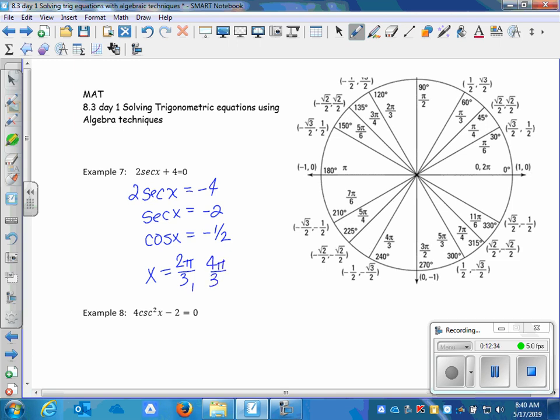So I'll go up here and circle those as well. So I've got 2 pi over 3, and this is a little bit covered up there. There's your negative 1/2 right there. And then 4 pi over 3, here's your other negative 1/2.